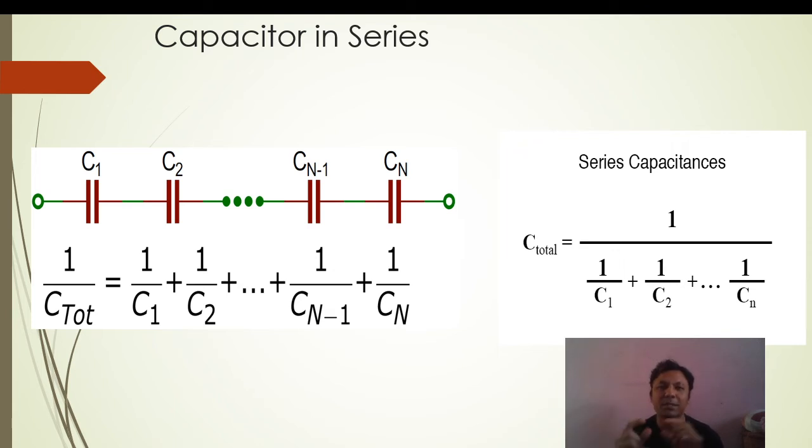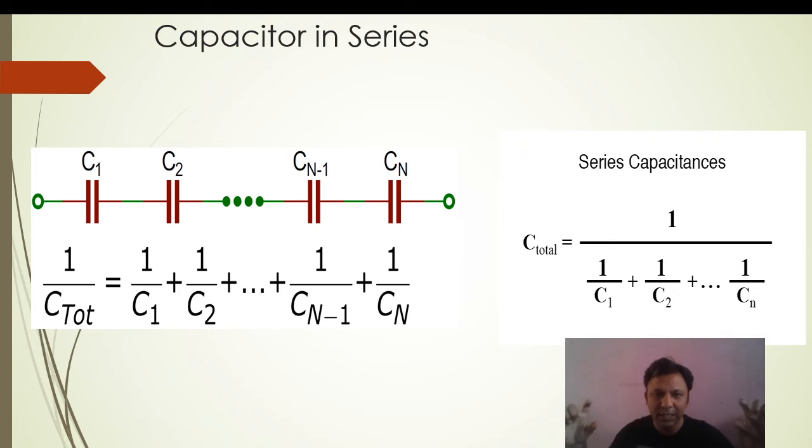When the capacitor is connected in series, then to calculate the total capacitance, you see the example: 1 upon C total is equal to 1 upon C1 plus 1 upon C2 up to 1 upon Cn. This is the same as when resistances are connected in parallel. When the resistance is connected in parallel, you use 1 upon R total is equal to 1 upon R1 plus 1 upon R2 up to 1 upon Rn. But for capacitors, this equation applies the opposite way.